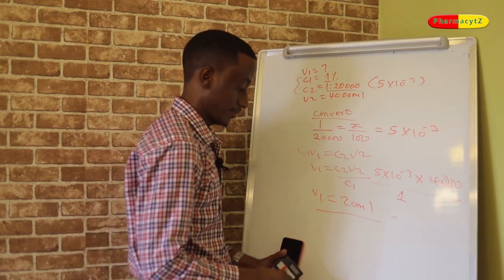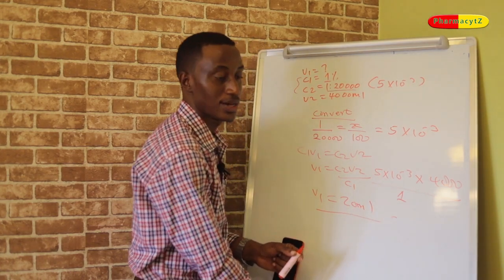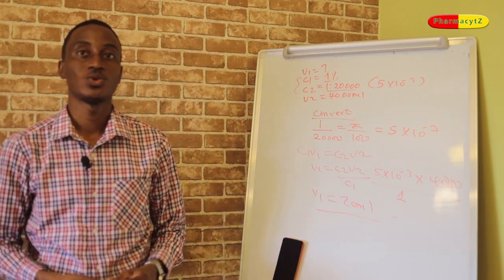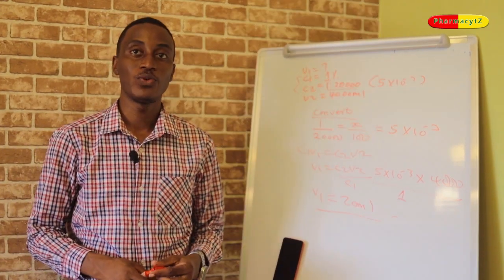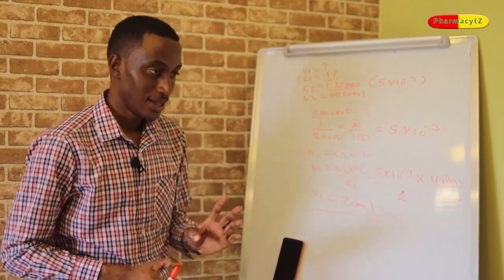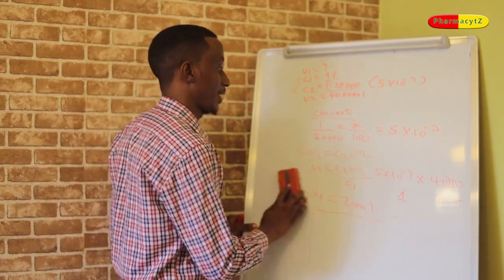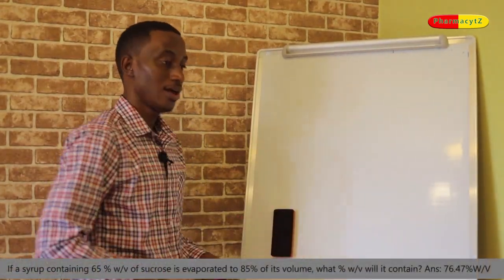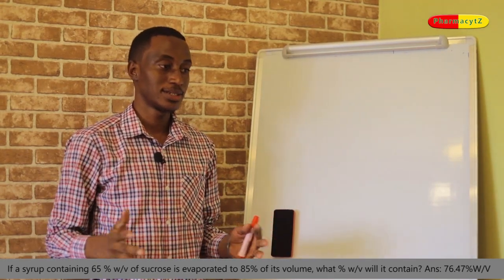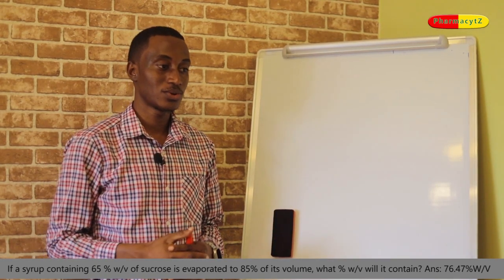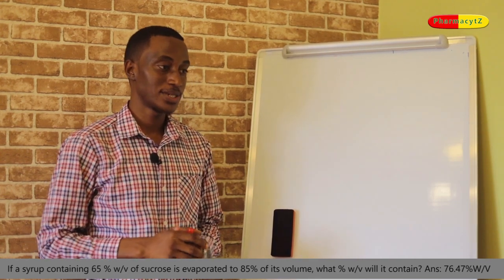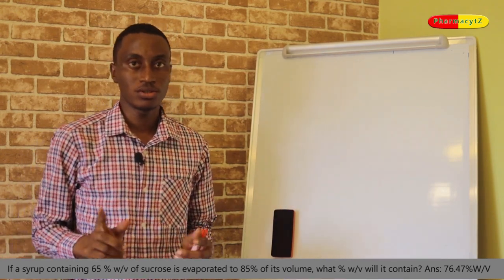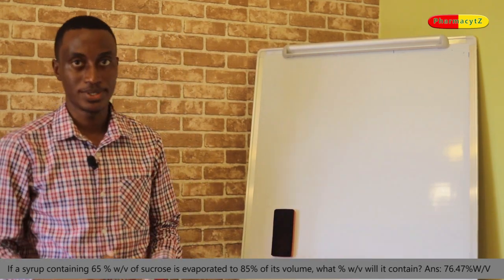All right, let's jump to the next example. These are the last two examples. If a syrup containing 65% weight in volume of sucrose is evaporated to 85% of its volume, what is the percentage weight in volume will it contain? So look, here there is a change in the concept.